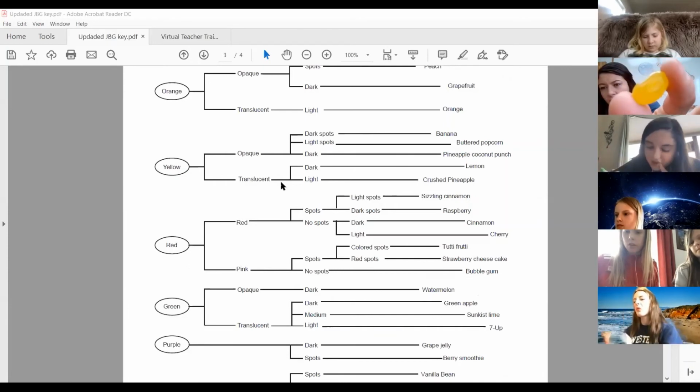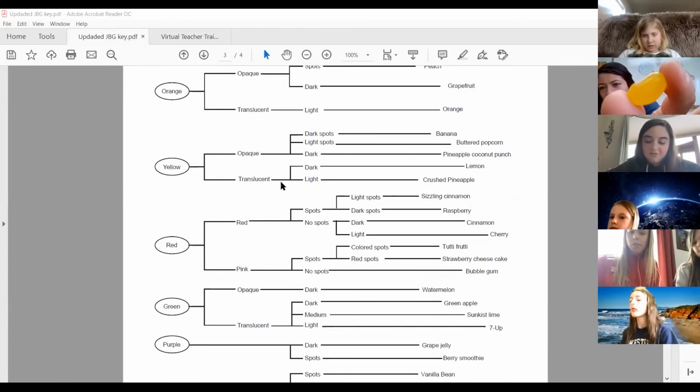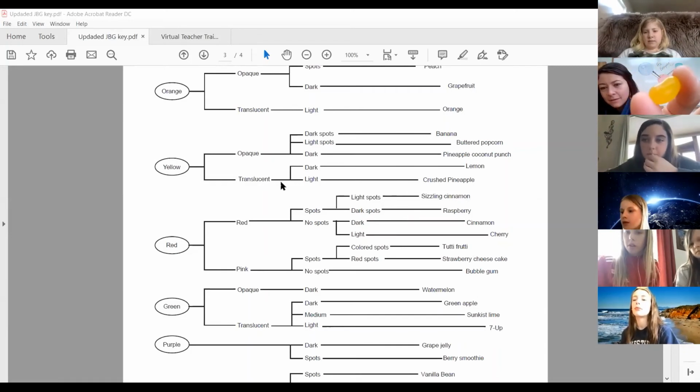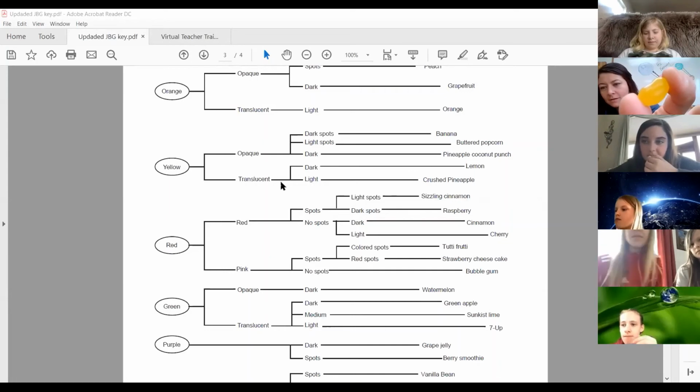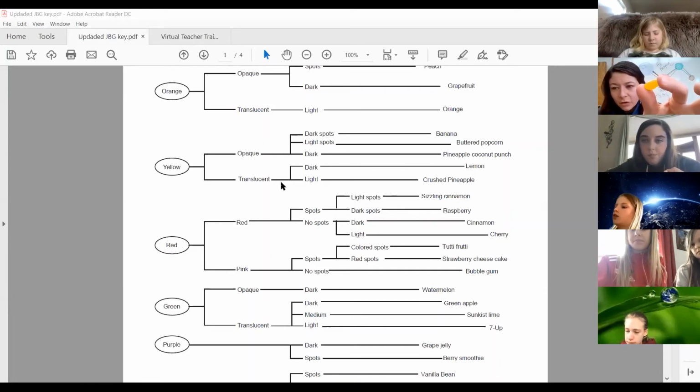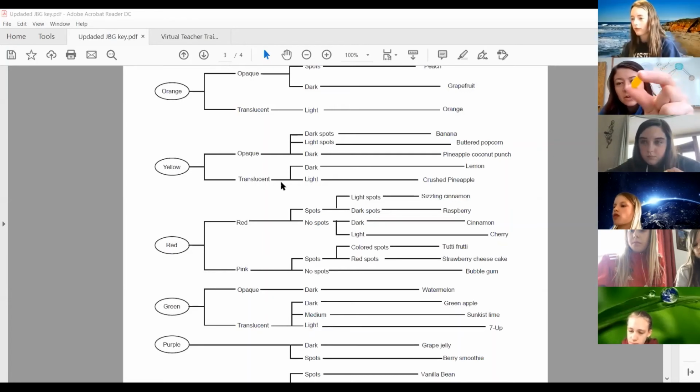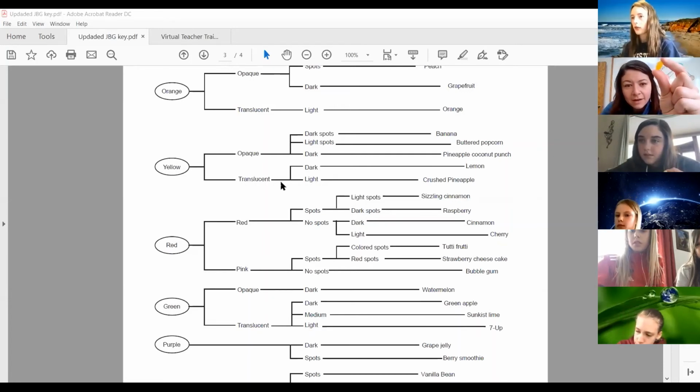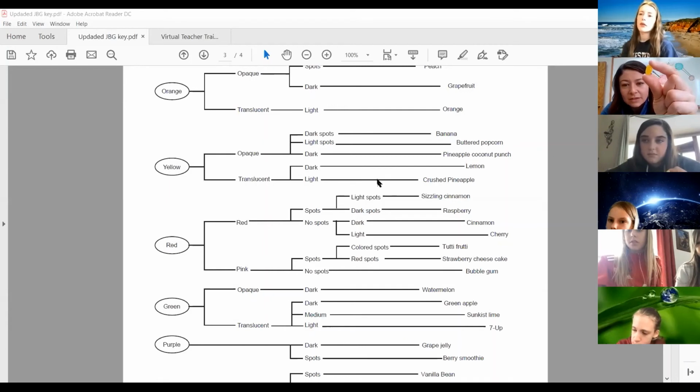What do you think, Henry? Do you think mine is dark or light? Maybe light. Eliane, what do you think? Dark or light? I think the dark. Yeah, this is a tough one. It's hard when you don't have something to compare it to, right? I think it's light.